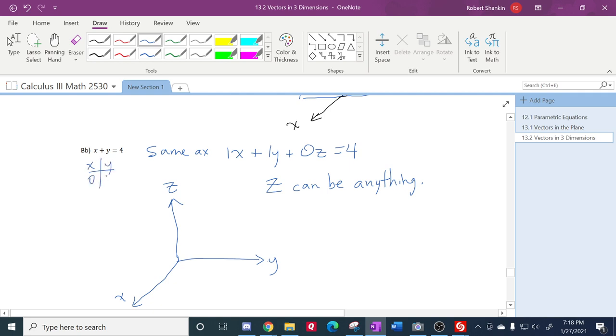If x is 0, y is 4. If y is 0, x is going to be 4. And I'll pick 0 and 0 often like this. So all I need is 2 points to graph this line. And 1, 2, 3, 4. So we have an angled plane. That's right. 3, 4. There's a point. I'm going to draw my line.